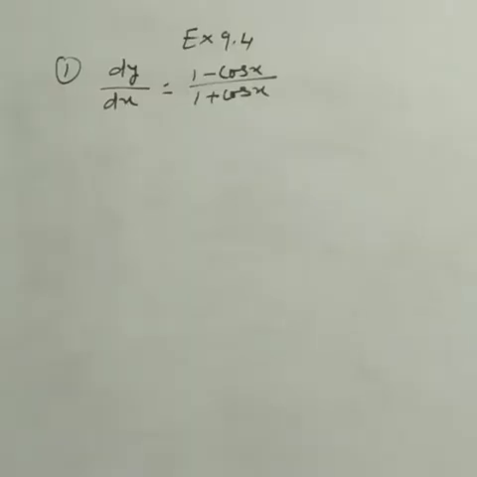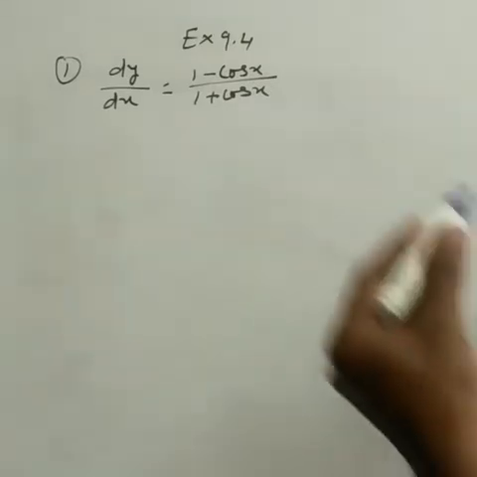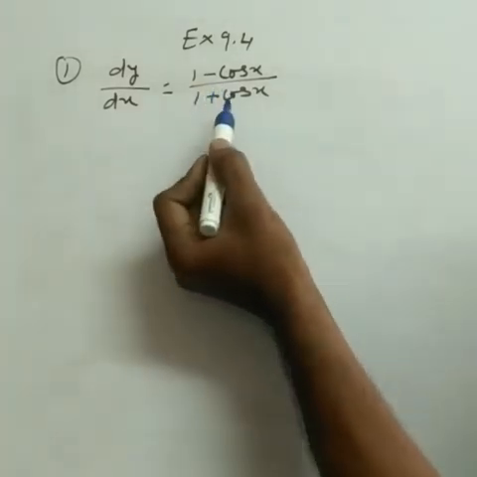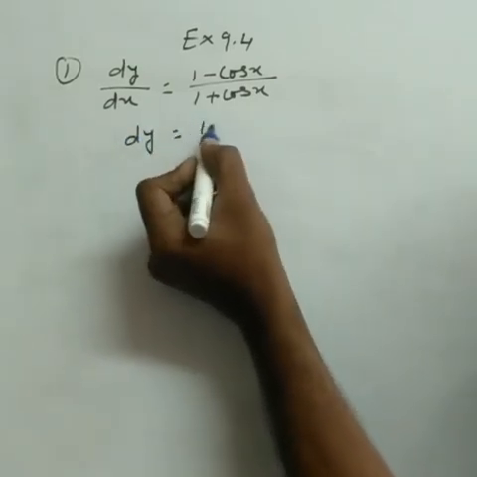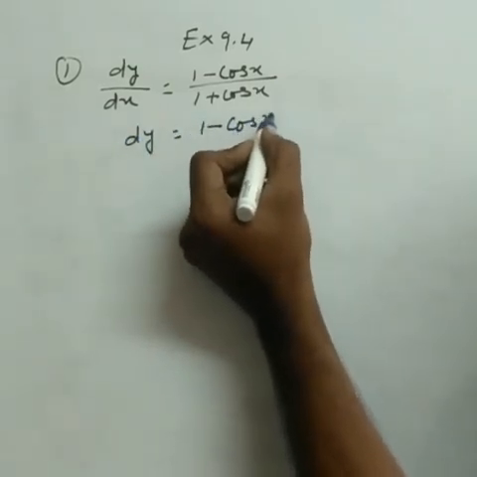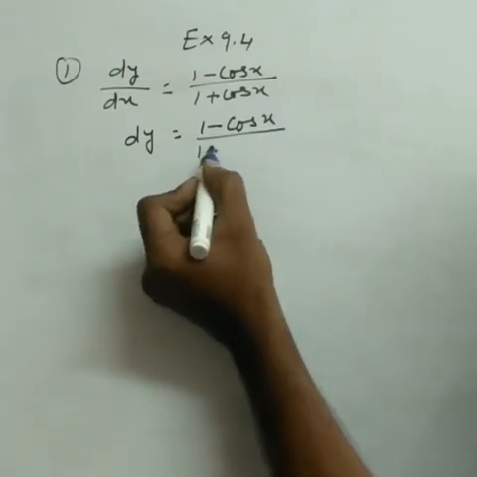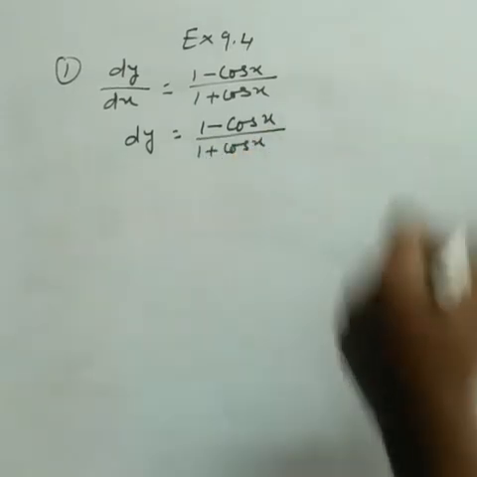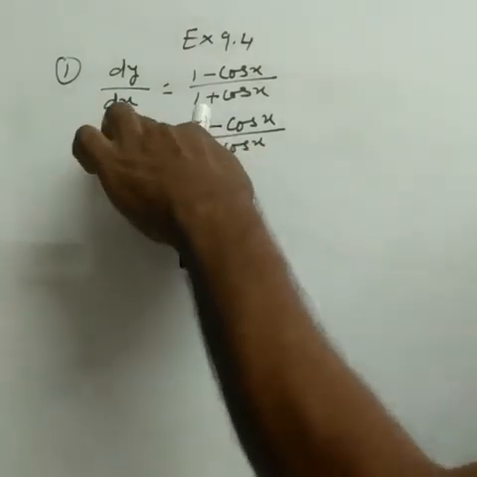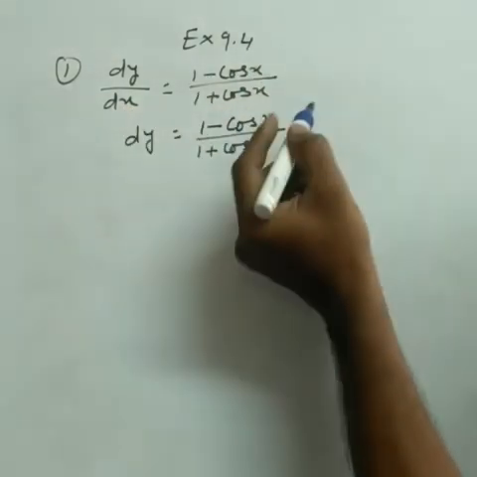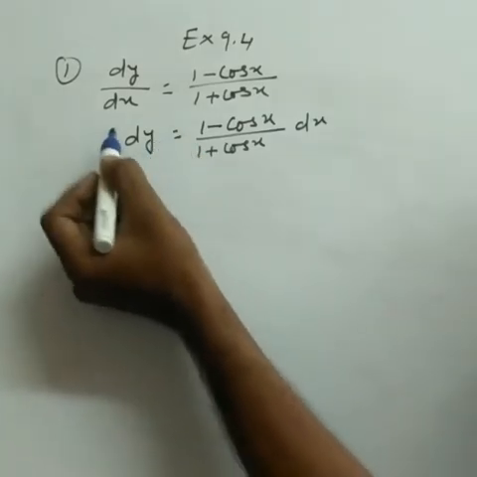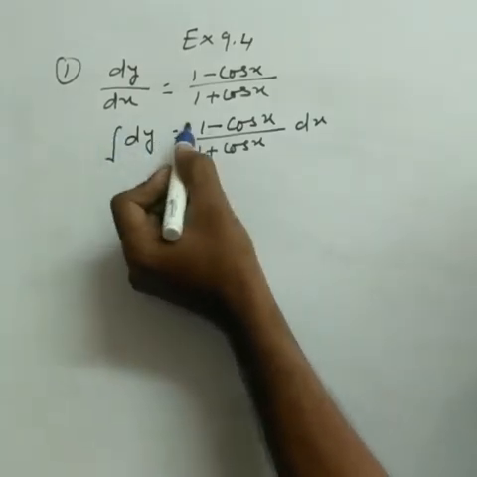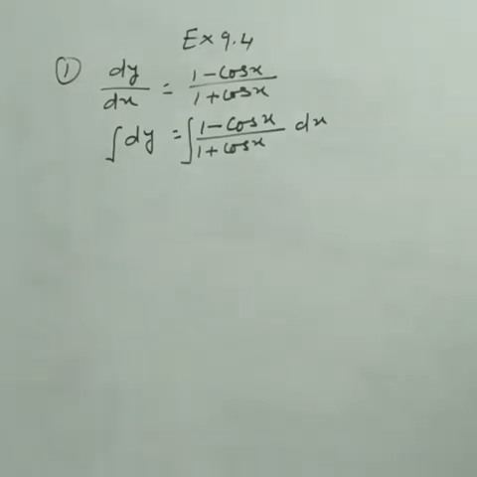We will solve this differential equation. We can separate the variables here. dy by dx is (1 minus cos x) upon (1 plus cos x), it is given. We'll shift this dx on the right hand side. Now all the y variable are on the left hand side and the x variable is on the right hand side. So the two variables are separated here.